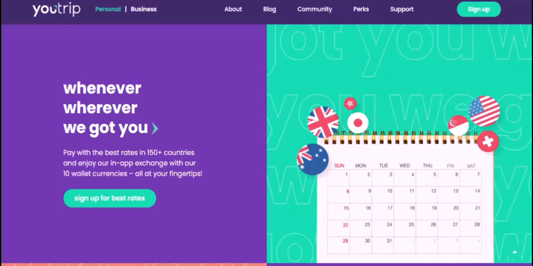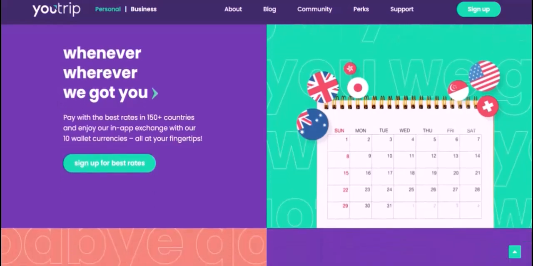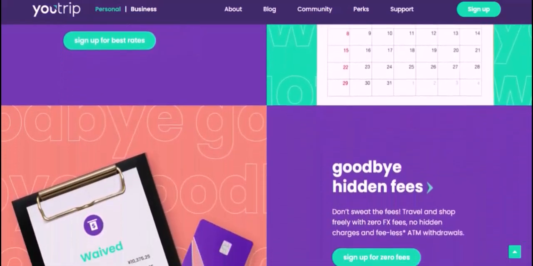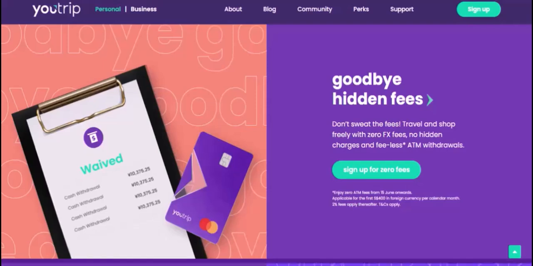So, there you have it. While you can't directly transfer USD to YouTrip, there are several methods you can use to add funds to your wallet. Whether you're using a credit card, bank transfer, or peer-to-peer transfer, it's important to consider the fees and processing times involved. With YouTrip, you can enjoy the convenience of spending in multiple currencies without worrying about conversion fees. So, if you're planning to travel or shop online, be sure to check out YouTrip and see how it can benefit you.